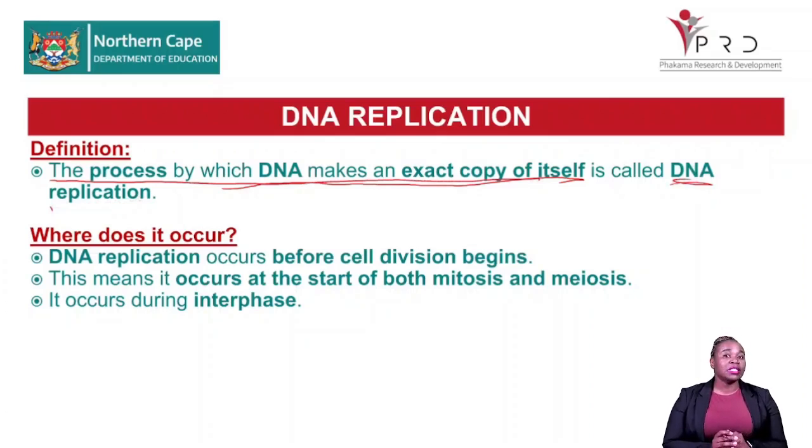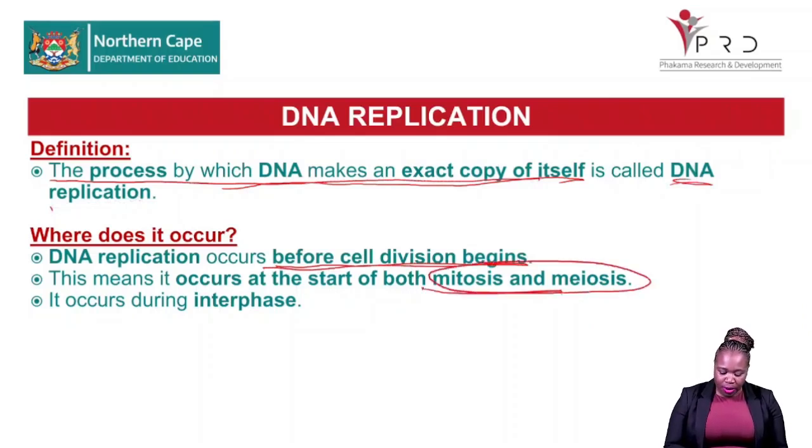That is where we find our DNA molecule. Right. And then when does it occur? It occurs just before cell division begins. What do we mean by cell division? What are we referring to when we are talking about cell division? We are talking about mitosis and meiosis.